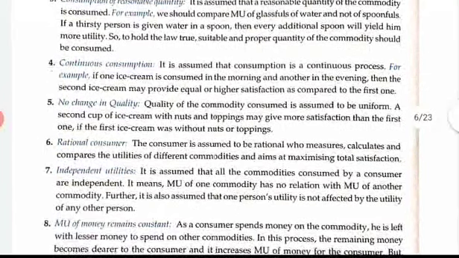No change in quality. The quality of the commodity consumed is assumed to be uniform. A second cup of ice cream with nuts and toppings may give more satisfaction than the first one if the first ice cream was without nuts or toppings. So there should not be any change in the quality.